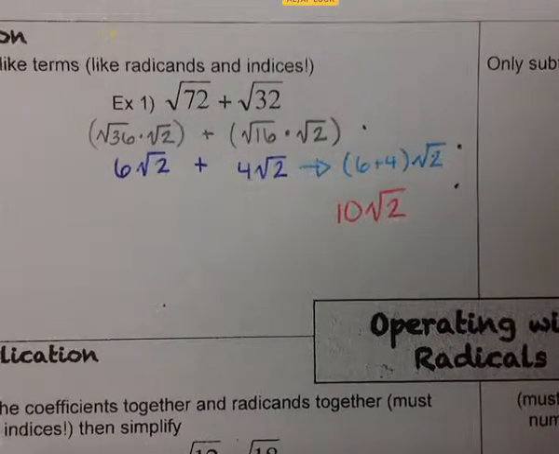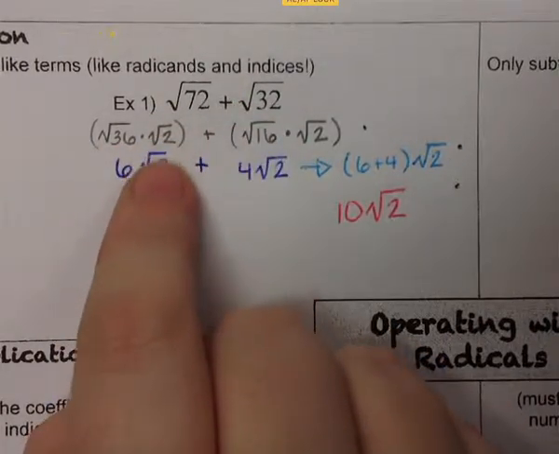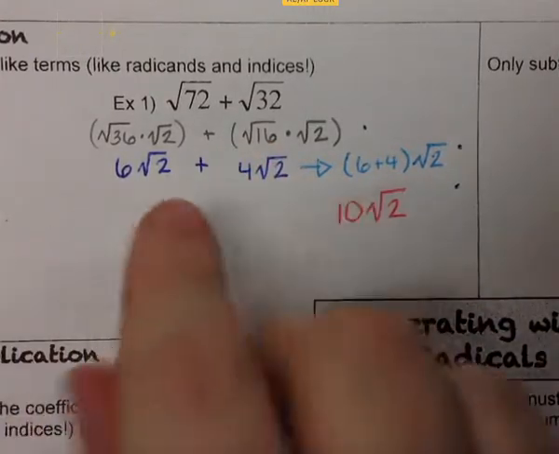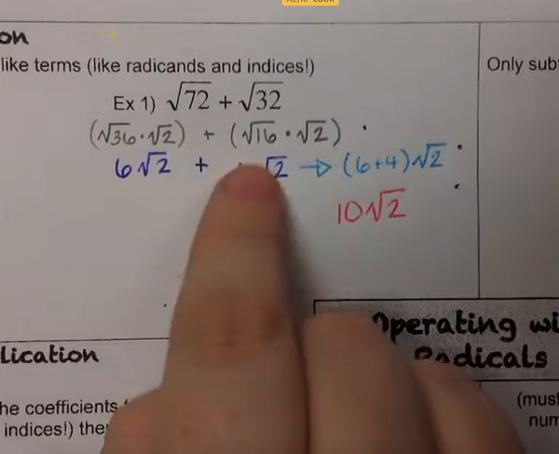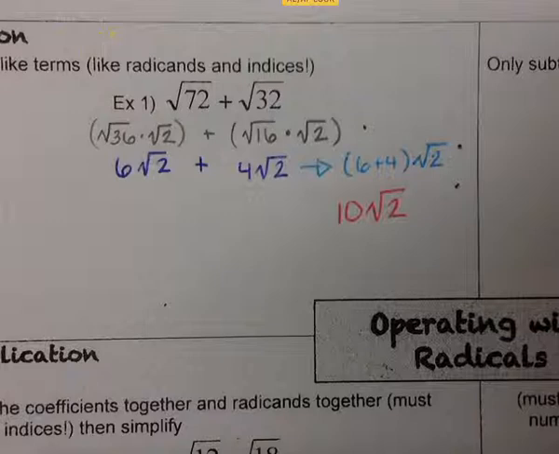So again, when you add them, you have to make sure you simplify to get your like radicands if it's possible. If it's not possible, then they would just stay separate. So if this had been 6 square root of 3 plus 4 square root of 2, it would have stayed just like that. It would have stayed 6 square root of 3 plus 4 square root of 2. It would not have gone any further.